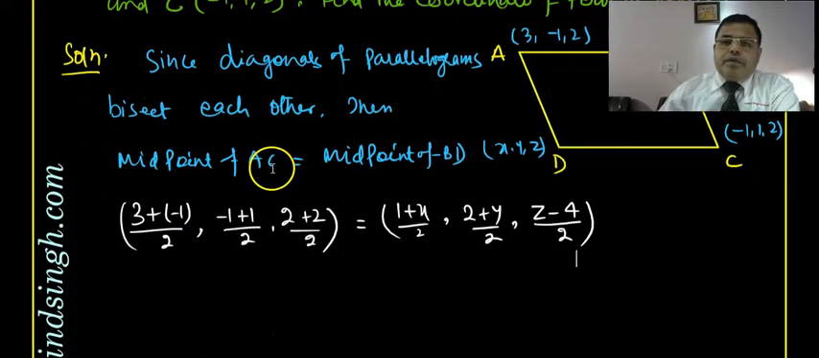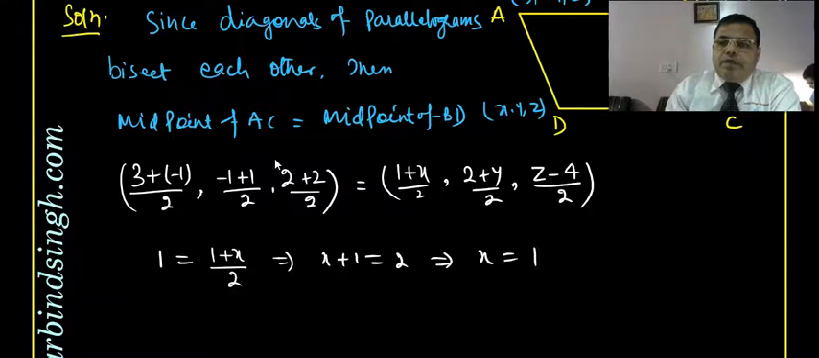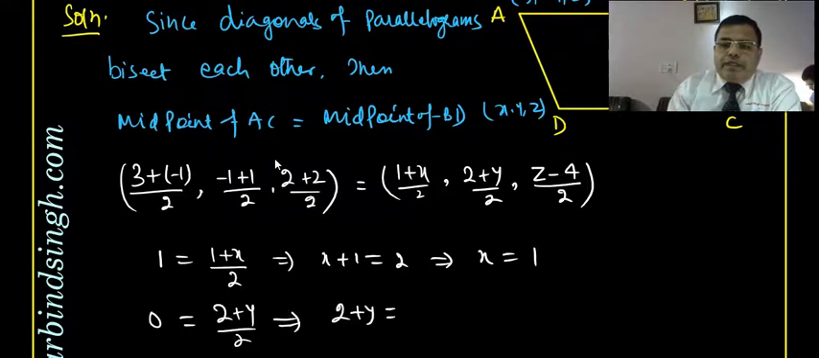So therefore, using this, we have (3 - 1)/2 = 2/2 = 1, which is equal to (1 + x)/2. Right? And therefore x + 1 = 2, and therefore x = 1. Also, 0 = (2 + y)/2. This implies 2 + y = 2, and therefore y = 0.